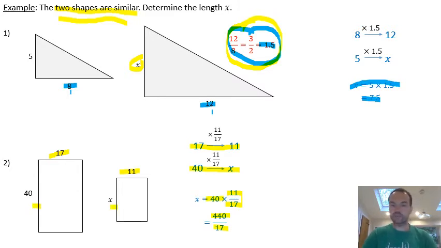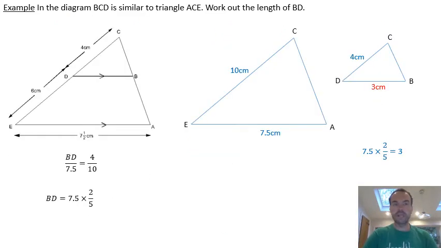Just checking that the x is smaller than the 40. That's a good way of checking you've got the ratio the right way around, to check it's the right sort of size. We could embed the shapes one inside the other. So in this case, we're told BCD is similar to ACE.